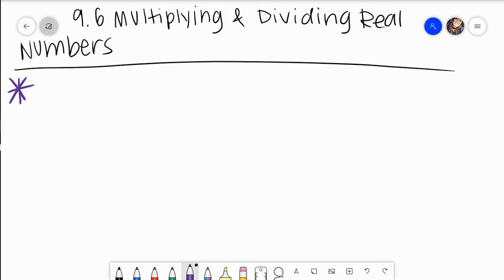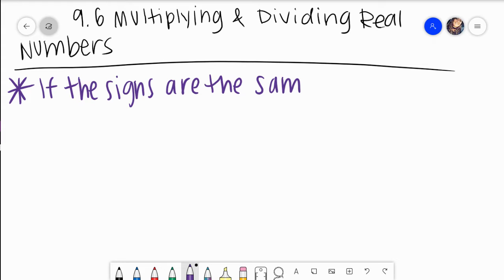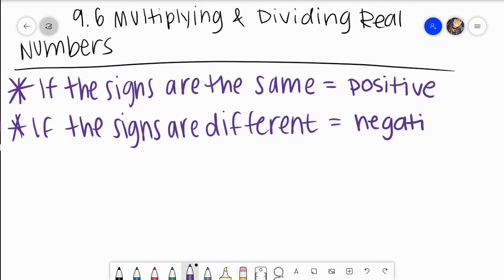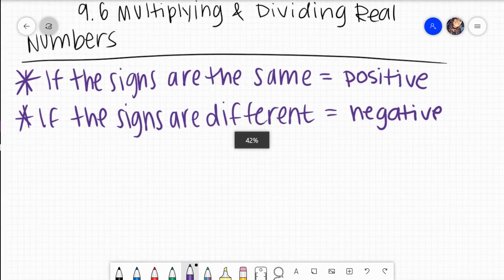So they are, if the signs are the same, we get a positive. So same equals positive. And then we have, if the signs are different, we get negative. Okay, so again, these aren't rules, but this is hopefully a way that's going to make what we're doing make a little bit more sense.